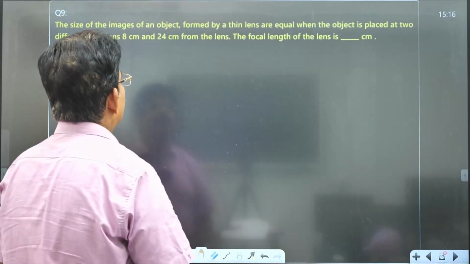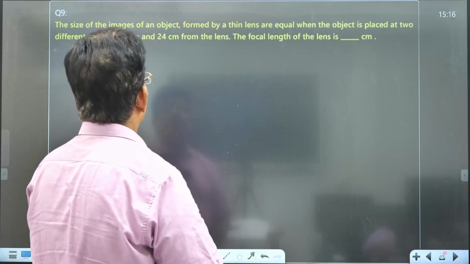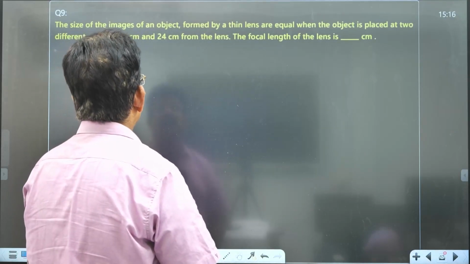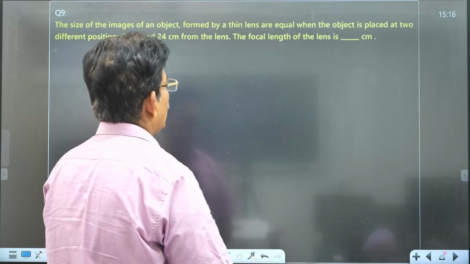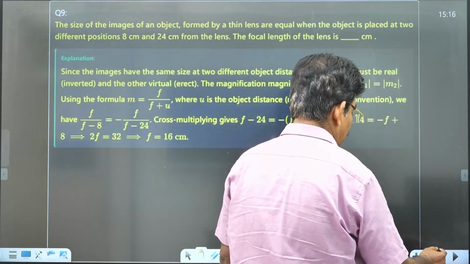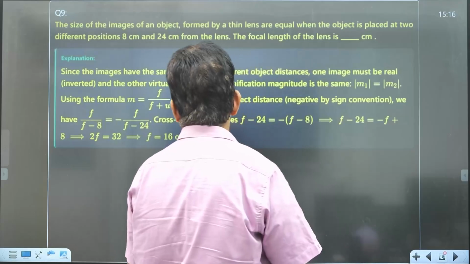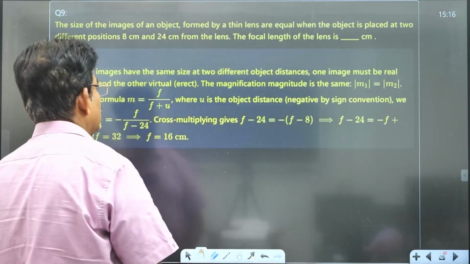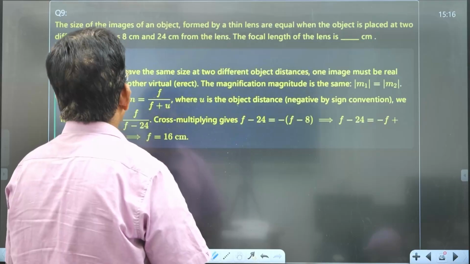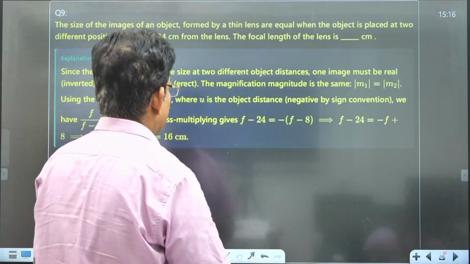The size of the image of an object formed by a thin lens is equal when the object is placed at two different positions, 8 centimeter and 25 centimeter from the lens. We need the focal length of the lens. At the two positions, one is a magnified image and the other is a diminished image, isn't it? Okay, so tell me the size of the images.